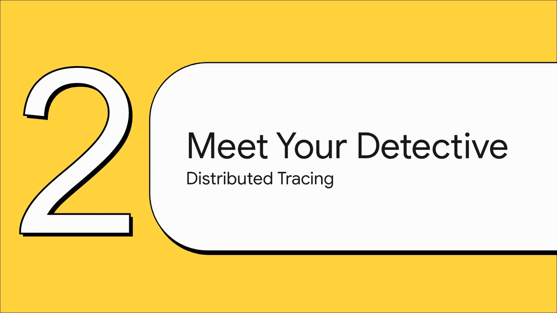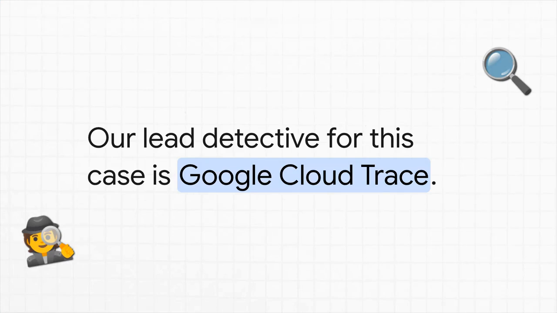Well, you need a special kind of detective, one that has a pass to go anywhere and can follow a request no matter where it goes. What you need is distributed tracing. And for our investigation today, we're bringing in a specialist. Our lead detective is going to be Google Cloud Trace. This is the tool that's going to help us gather all the evidence, all the forensics we need to find exactly where our performance problem is hiding.